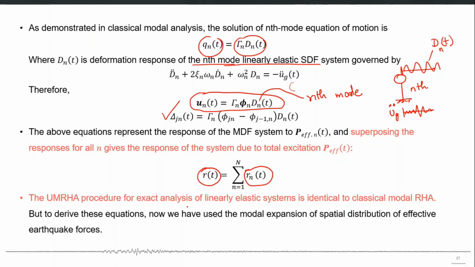Let's say moment in a particular element. From each mode you can calculate the complete history of the moment, and then combine all those histories to get the total moment history of the complete structure. So this is exactly the same as the classical modal analysis or modal RHA procedure. So the UMRHA procedure for linear systems is identical to the modal RHA.